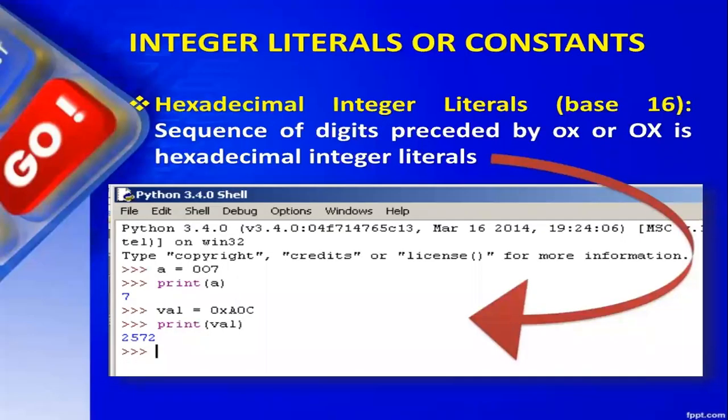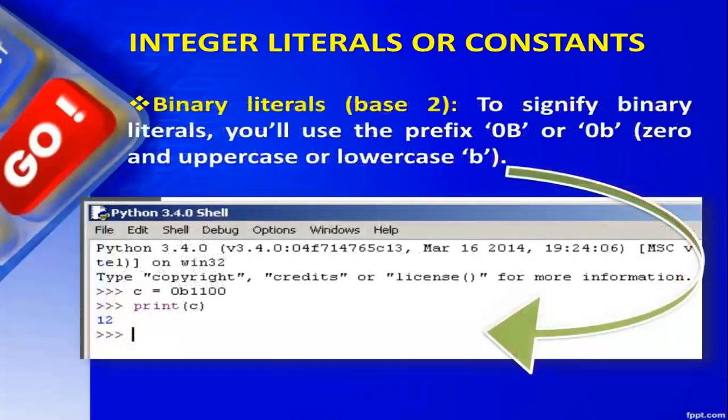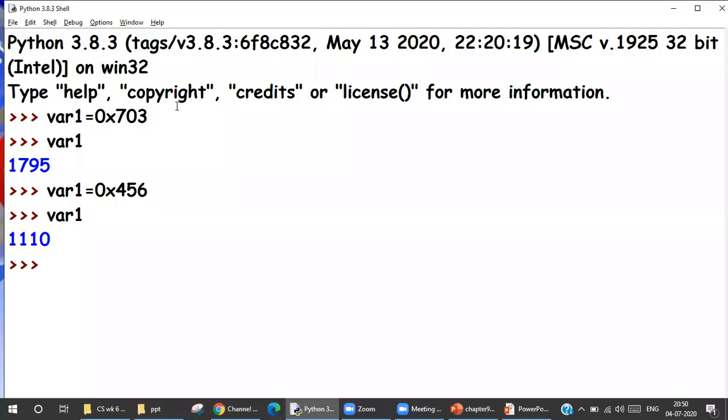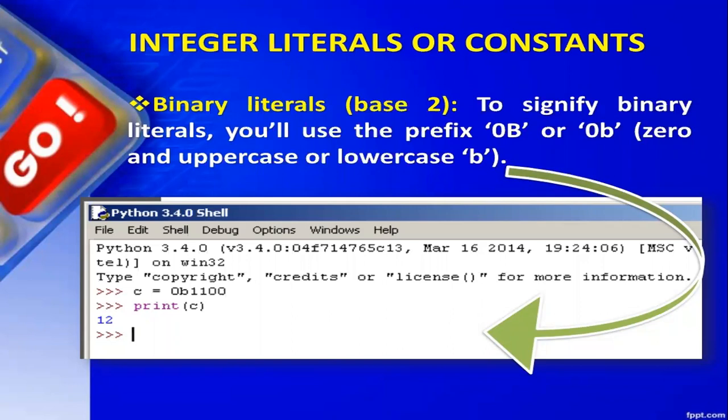Okay. Even in the binary, I can say 0 with a B. Uppercase or lowercase, and it will understand. So variable 1 equals to 0 with a B, 110110. Enter. Let's look: 54. Has this now become clear to you all how to tell the interpreter in Python that the number or the literal you are feeding into the variable is in a different number system?